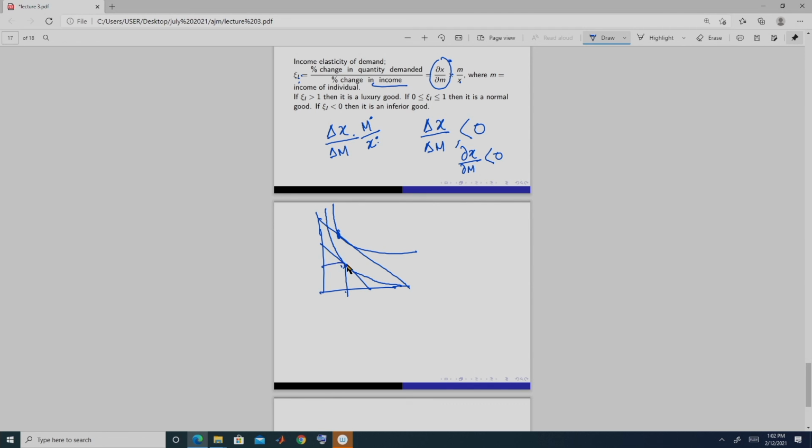This is the optimal demand for good 1 and this is for good 2. When income increases such that the budget line shifts from this line to this line, the optimal bundle is this. So demand for good 1 has gone down. So this is negative. So this is an example of an inferior good.